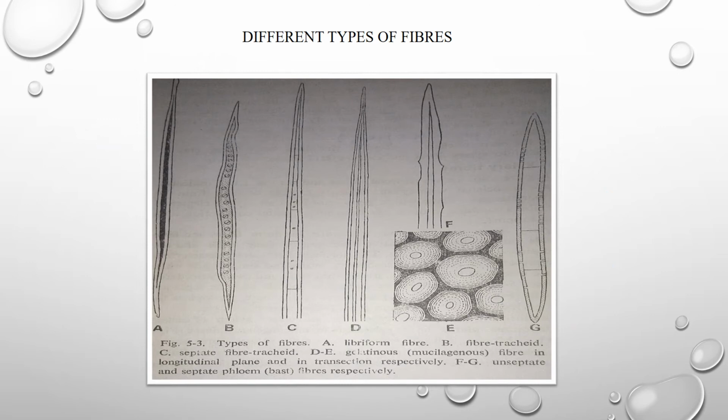Now you can see the diagram of different types of fibers. In diagram A, a libriform fiber is represented, while diagram B represents the fiber tracheid, and C, septate fiber tracheids. D and E show gelatinous mucilaginous fiber in longitudinal plane and in transverse section, and F and G show unseptate and septate phloem fibers, which are also called bast fibers.